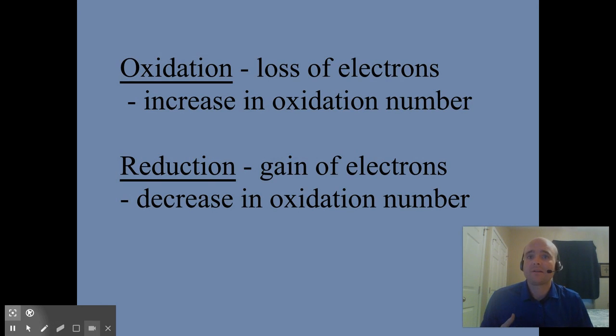The definitions for oxidation and reduction are listed here. Oxidation is the loss of electrons, and reduction is the gain of electrons. This can be confusing to a lot of students, but not if you try to think of it as the electrons. Remember, an electron has a negative charge. So if it gains an electron, it is going to reduce its charge. So think about them as electrons because electrons have a negative 1 charge.